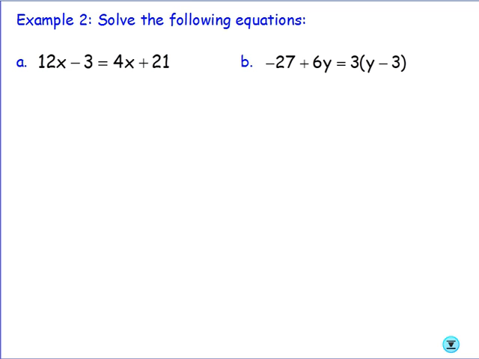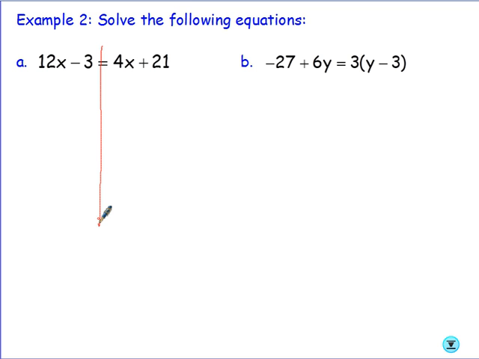Letter A. So we don't have any parentheses. We don't have any like terms on a single side. However, we have variables on both sides. We don't like variables on both sides. We want them together. So if you remember, step number 3 says move all your variables to one side, but you must do the opposite.